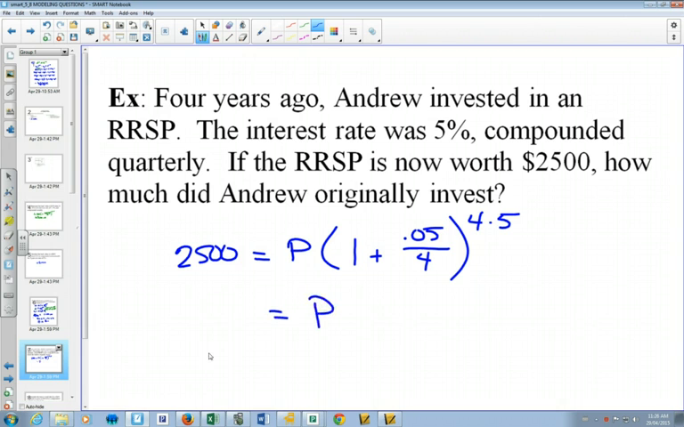We're not solving for an exponent, so all we need to do is get P by itself by dividing both sides. And I'll just do 20 there and get our answer.